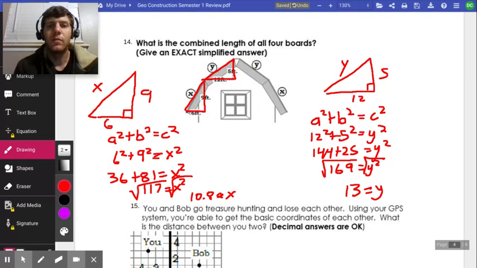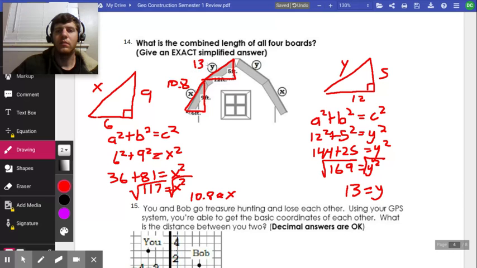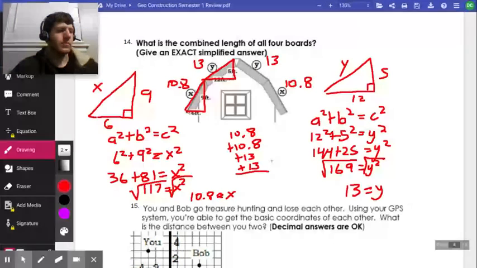Okay, and then we want to know the combined length of all four boards. So we're going to take the two x values here, 10.8, 13, 13, and then 10.8, and add those all together. So 10.8 plus 10.8 plus 13 plus 13. Just to verify, I'll put it in the calculator as well. That's 47.6 feet.